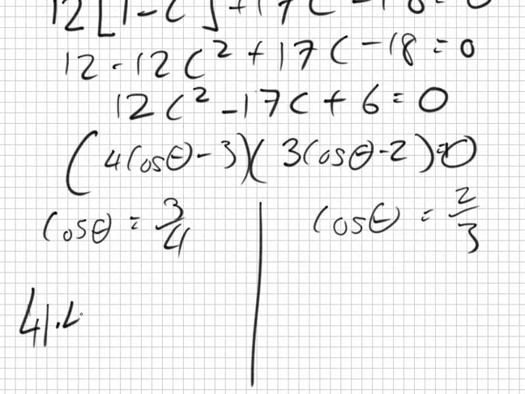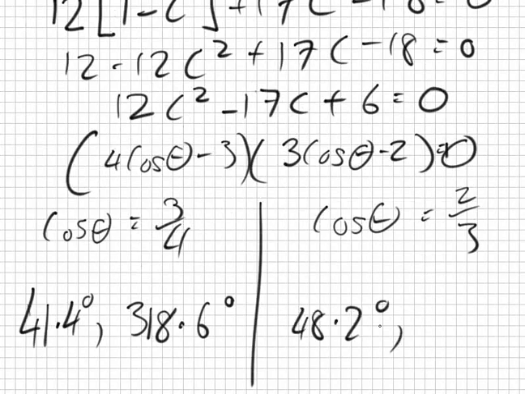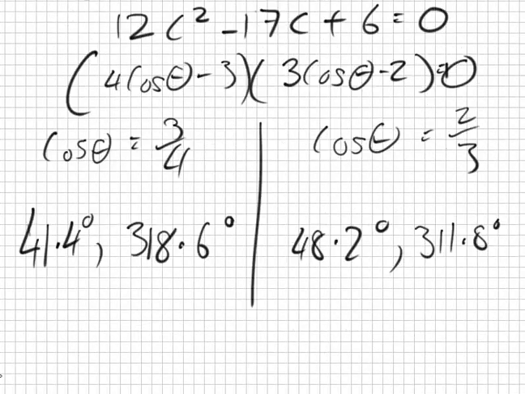that's 41.4 degrees. How do we find the second answer for cos? 360 minus the first answer. So that would be 318.6. Here, cos inverse 2 over 3. So the first answer is 48.2. And how do we find the second answer? 360 minus the first answer. So that's 311.8. So we have our four answers found.